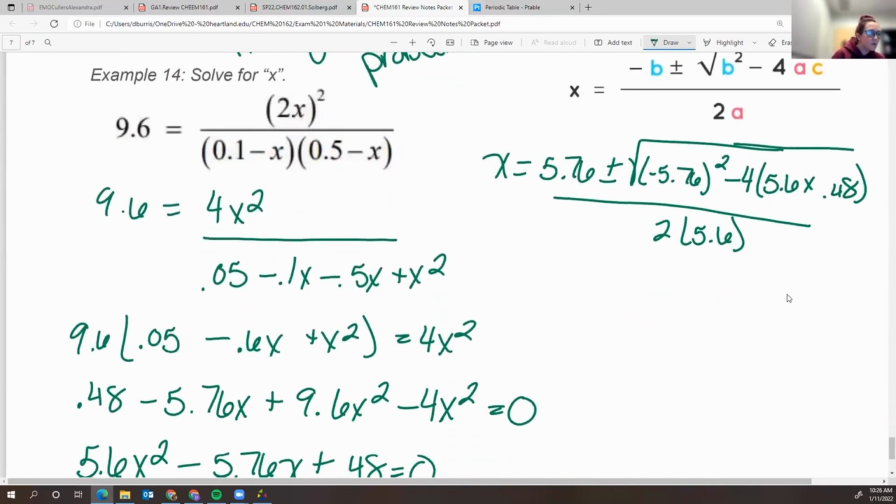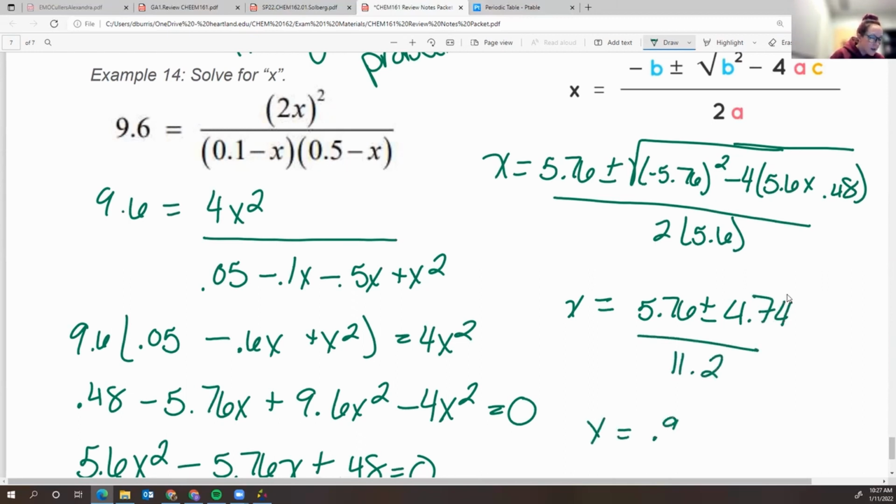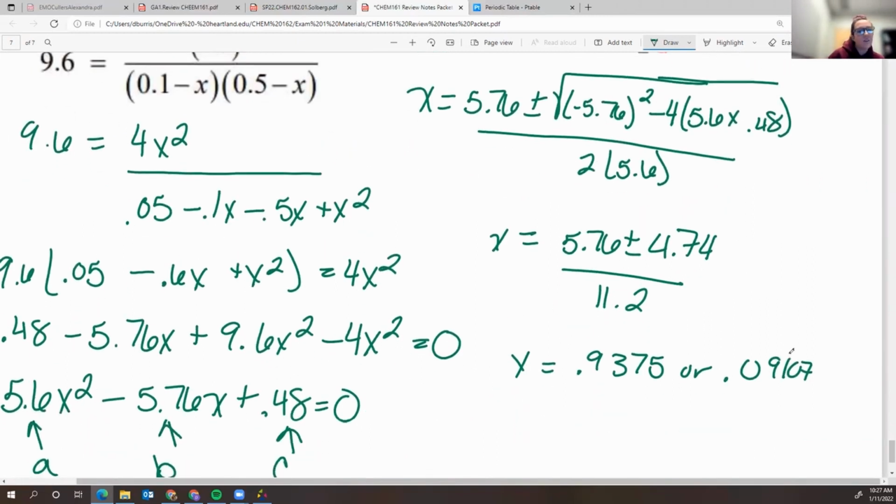I'm going to get down to x equals 5.76 plus or minus 4.74 all over 11.2. So you'll get that x is either 0.9375 or 0.09107. And only one of those is ever going to work in the problem that we're doing. We'll do that later. I just wanted to make sure that you could do that math.